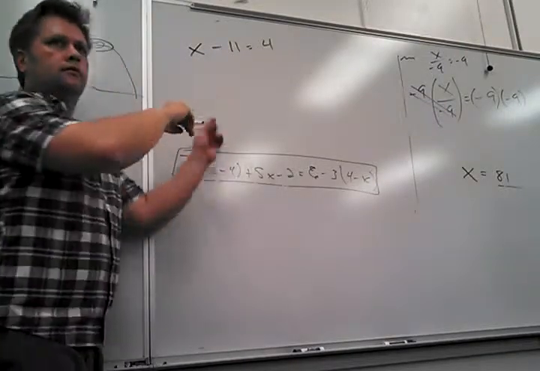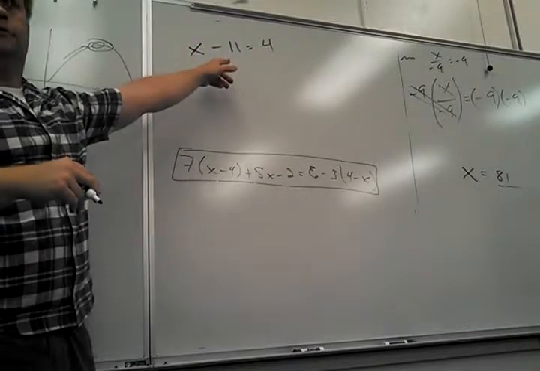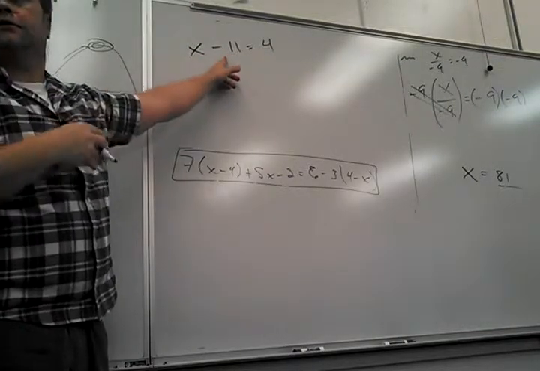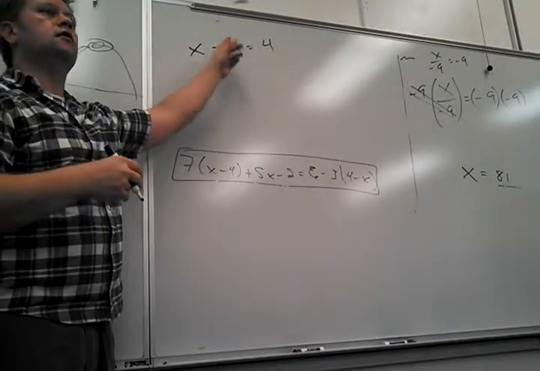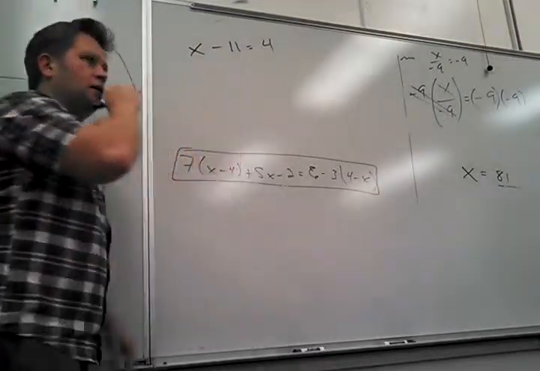So here, the same idea. You attack it the same way. You say, why is the x not by itself? Because it's being subtracted by 11. So how do I undo that? Add 11.